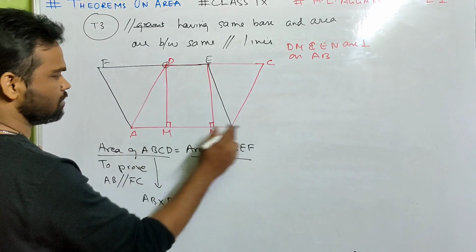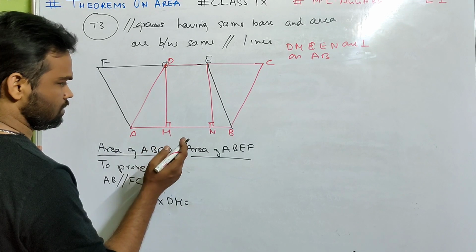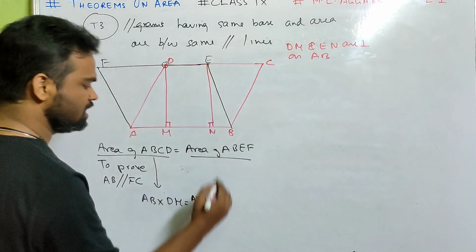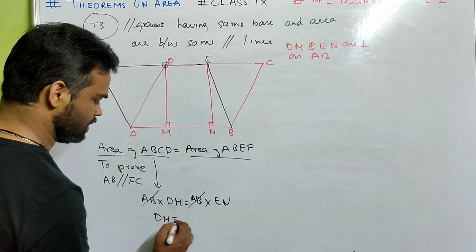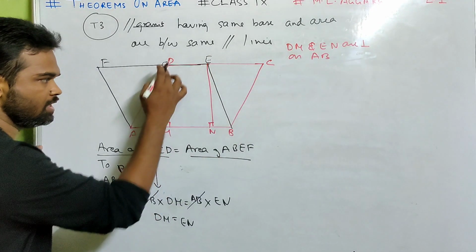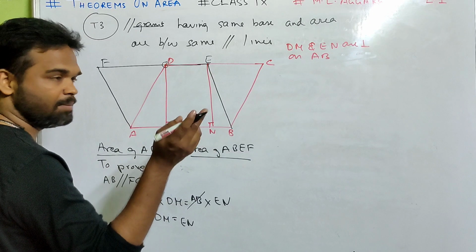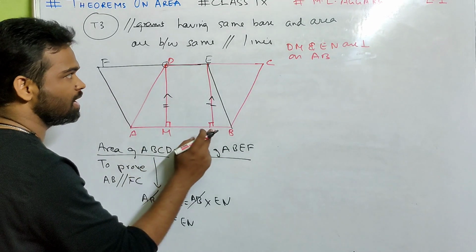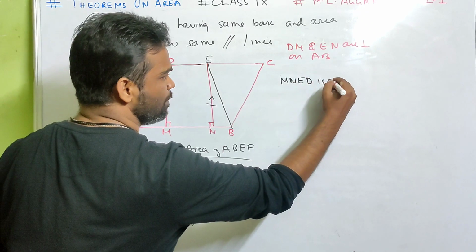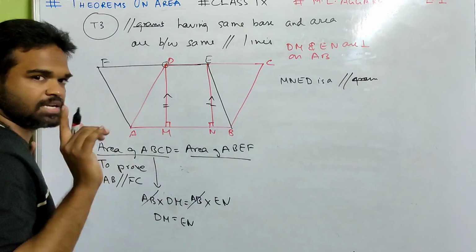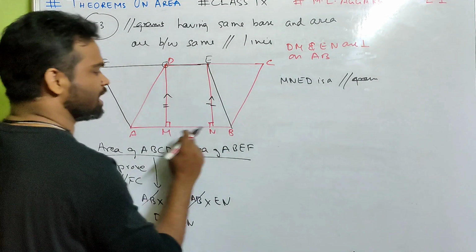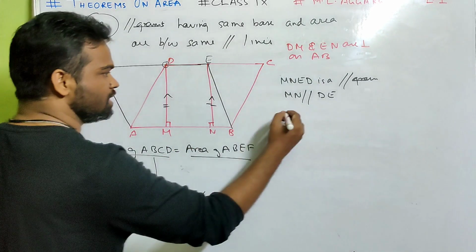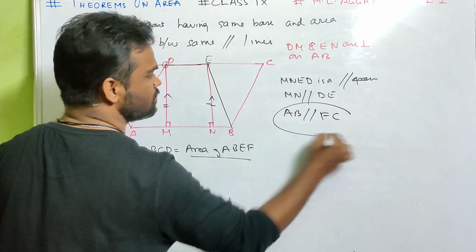Now, from the vertex on the base. Now, for the parallelogram ABEF, again, base, which is AB, into height, which is EN. Yes or no? AB cancels out, which means DM equals EN. Now DM and EN are perpendiculars on the same line AB, which means these two will be parallel and they are equal. So if these two are parallel and equal, we can easily say that MNED is a parallelogram. We know this. If one pair of opposite sides are equal and parallel, then it's a parallelogram. Now, if it is a parallelogram, can I say that MN is parallel to DE? Yes or no? Yes. Which means AB is parallel to FC. Proved.